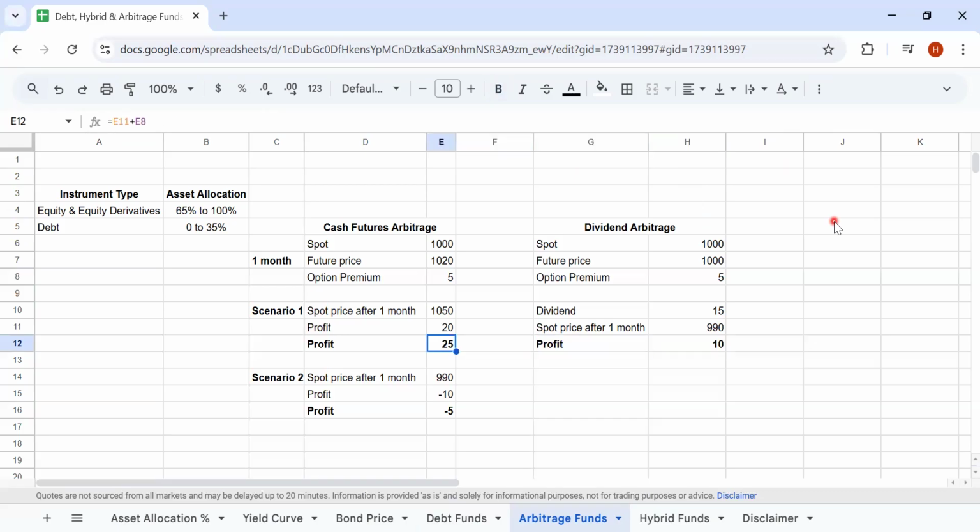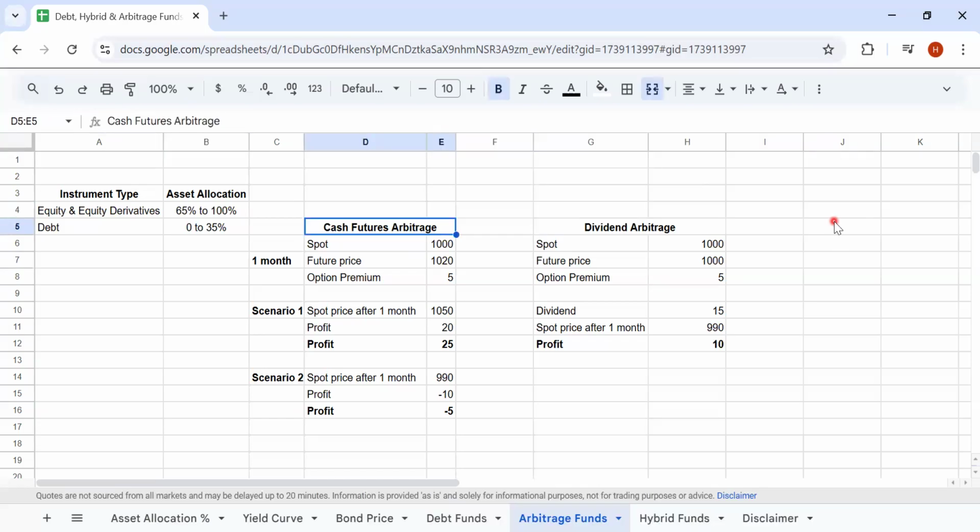In arbitrage funds, there are basically three types of instruments. One is equity, the second is equity derivatives, and the third is debt. In order to get equity taxation, at least 65% of the funds have to be invested in the equity markets or equity derivatives. So at any given point of time, the debt will not be more than 35% in arbitrage funds, right? They typically follow either the cash futures arbitrage or the dividend arbitrage.